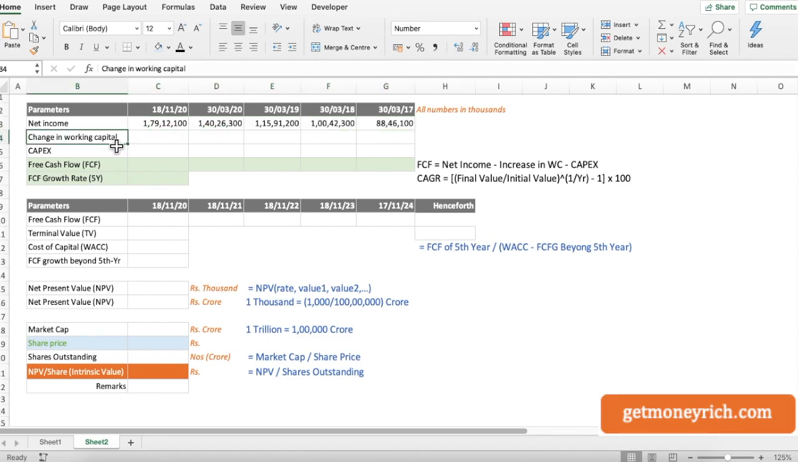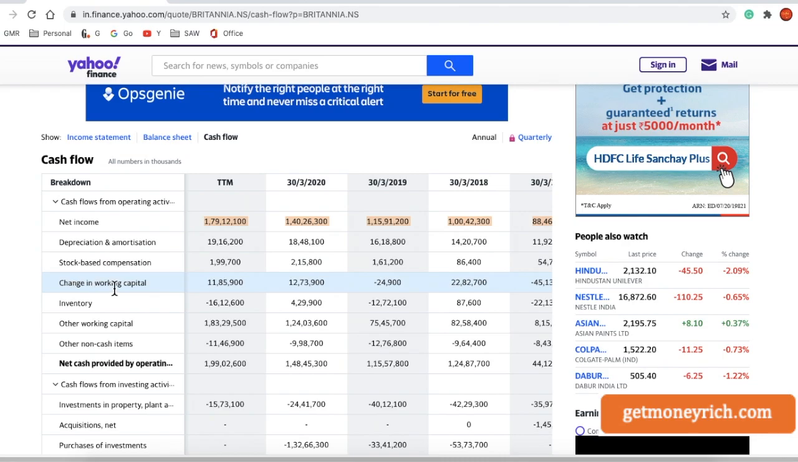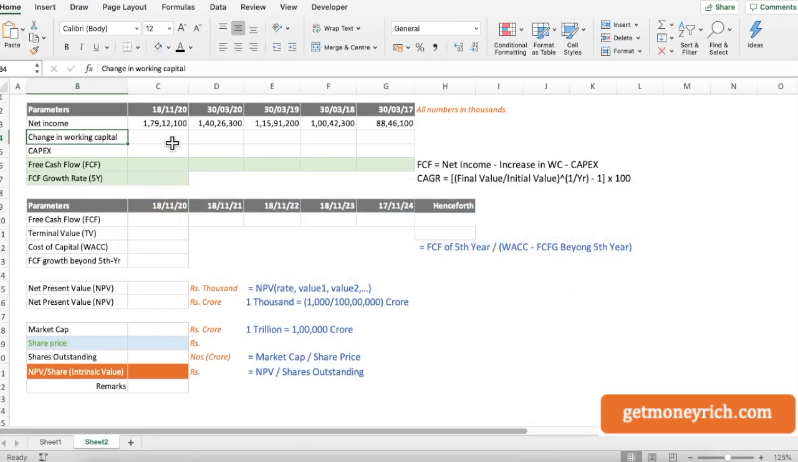Next, you have to pick change in working capital. You will get this again in the same cash flow report. Just scroll down and you see here there is a change in working capital numbers. Pick these numbers here. Copy this, paste it here.